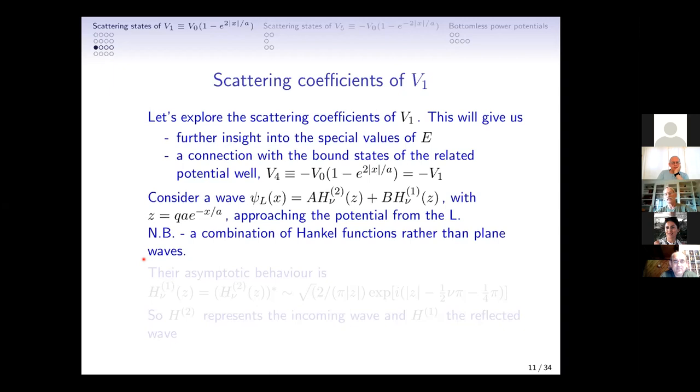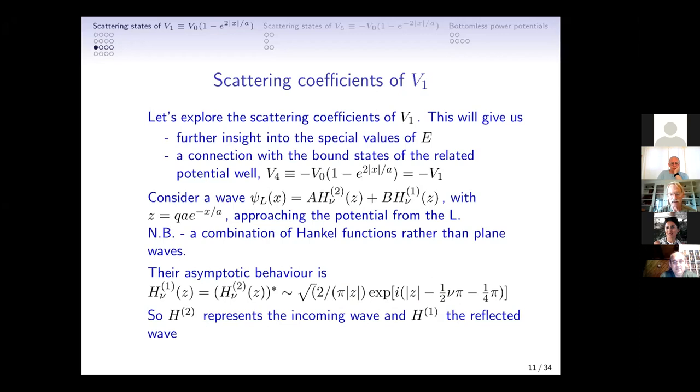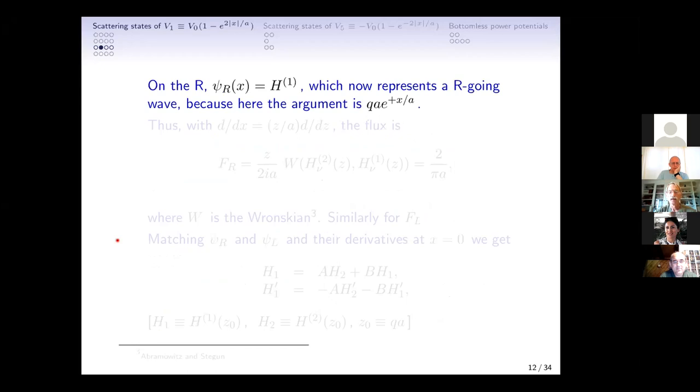So we consider a wave on the left, which is a combination of the Hankel functions H1 and H2, approaching the potential from the left. And of course, incoming and outgoing now have to do with Hankel functions rather than just plane waves. The asymptotic behavior of Hankel functions is given here. So you've got an exponential; again, this is rapid oscillation and a fall off. So H2 represents the incoming wave. H1 represents the reflected wave. On the right, the roles of H1 and H2 are interchanged because the argument on the right-hand side is QAE to the plus X over A rather than QAE to the minus X over A, because it's modulus.